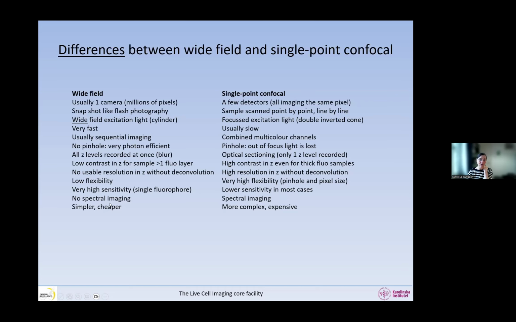And in general, a wide field system is simpler. It's simpler to maintain as well, and it doesn't require lots of alignment and everything, and it's cheaper compared to a single point confocal. So to boil this down, a wide field system is very fast, and a single point confocal is very flexible.